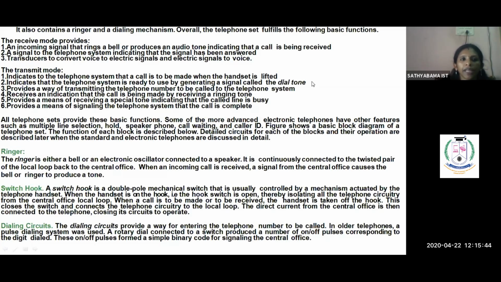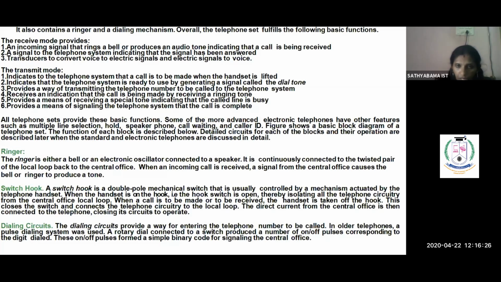The transducer converts the voice signal to an electrical signal and the electrical signal back to a voice signal. Then in the transmit mode, we indicate to the phone system that a call is to be made when the handset is lifted. It indicates that the telephone system is ready to use by generating a signal called the dial tone. Then it provides a way of transmitting the telephone number to be called. It receives an indication that the call is being made or received by means of a ringing tone, and a special tone indicating that the line is busy. It also provides a means of signaling the telephone system that the call is complete.